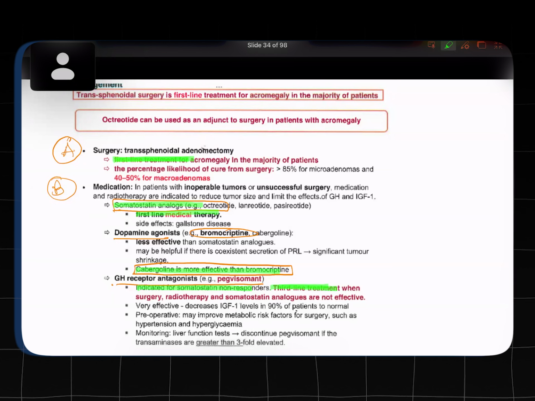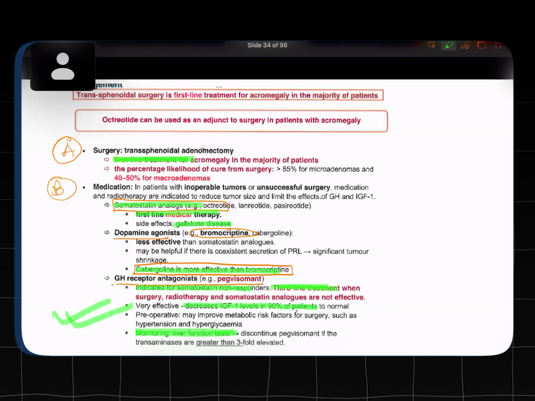If octreotide cannot be used, like if there is already gallstone disease, then you can go for cabergoline. Pegvisomant decreases IGF-1 levels by 90%, and you have to monitor the liver function tests. It has come in the last 2 diets actually, pegvisomant. So remember the name, remember it is third line, remember that you have to do an LFT.